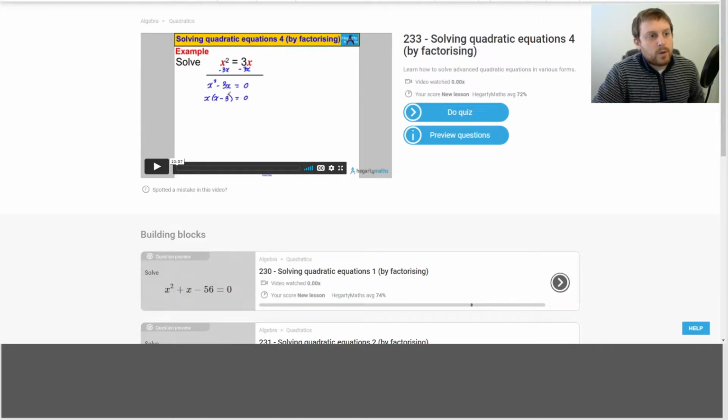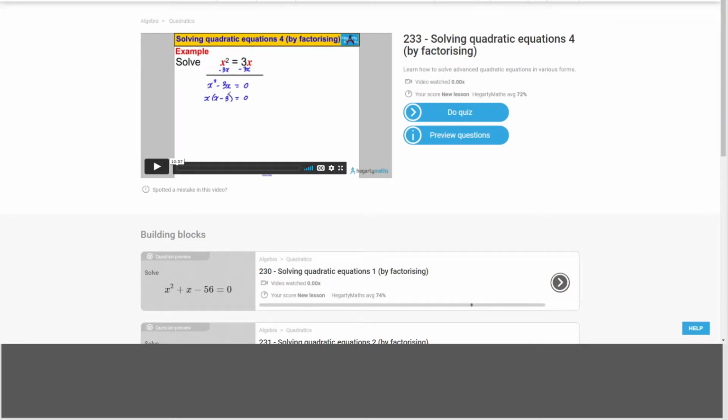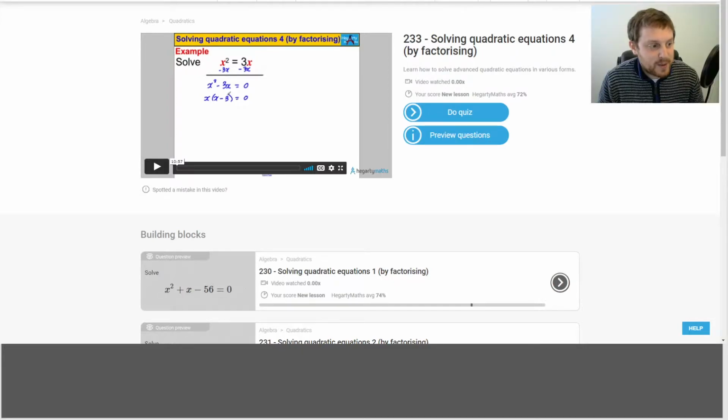Hi guys, I'm going to go through task 233, which is basically the most tricky solving quadratic equations by factorizing Hegarty task. The reason it's so tricky is that there are extra things you need to do at the start, because you need to make your quadratic into the standard form, which looks like this.